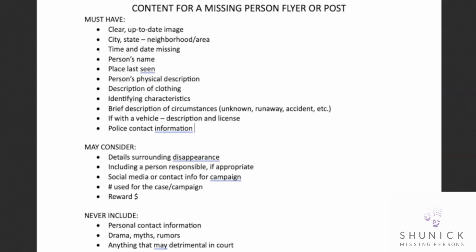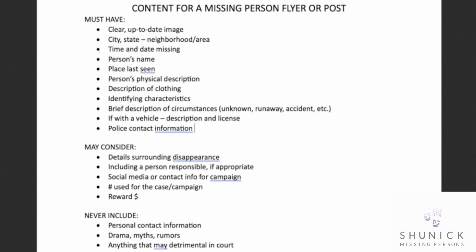For must have, we want one, a clear, up to date image, two, city, state, neighborhood, or area the person is missing from, three, the time and date the person went missing, the person's name, the place they were last seen, a physical description, description of clothing, any identifying characteristics, brief description of circumstances, if they were with a vehicle, the description of vehicle and license, and of course, police contact information.